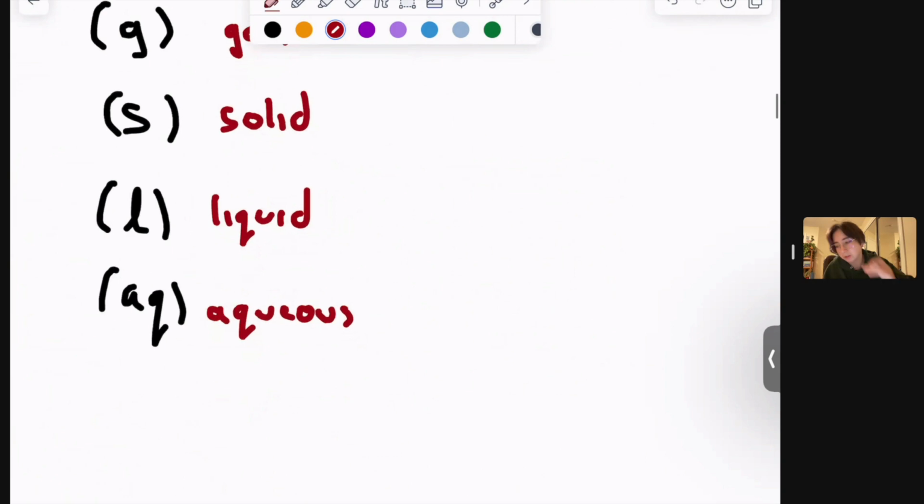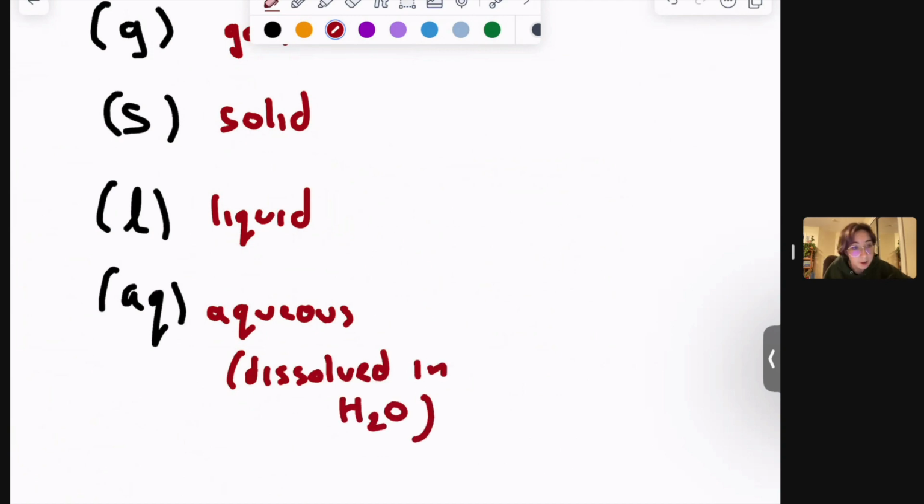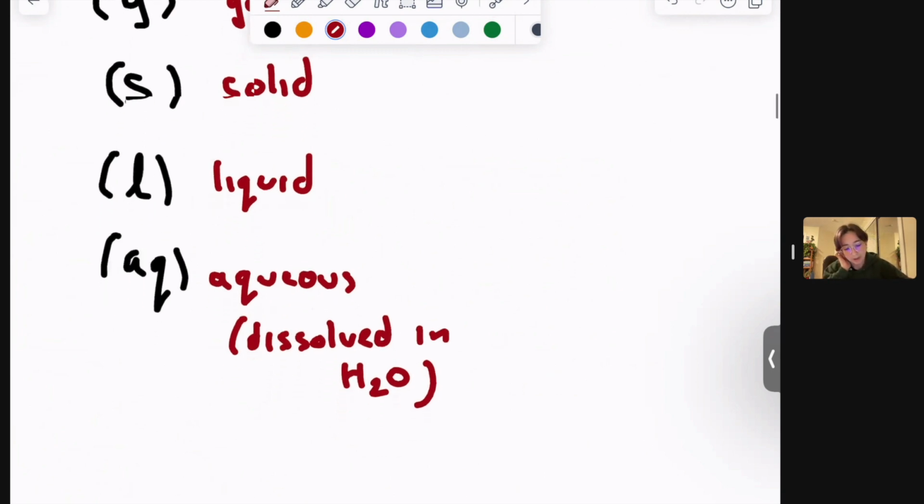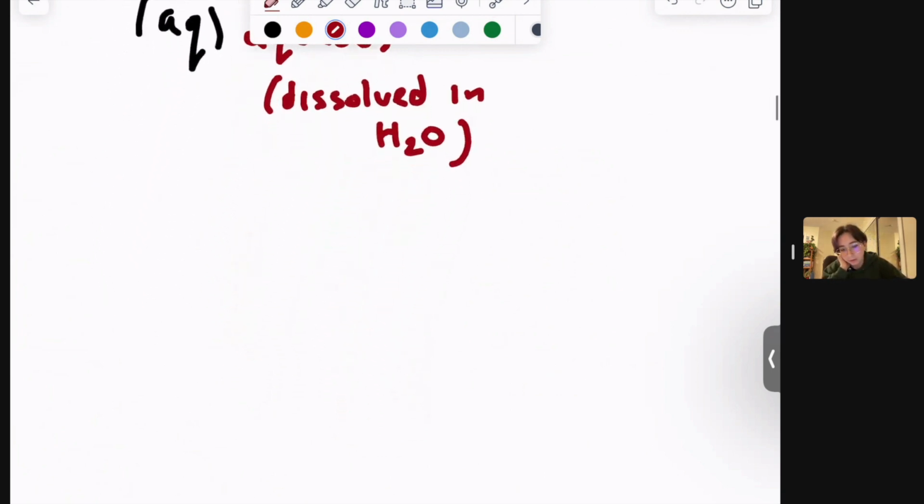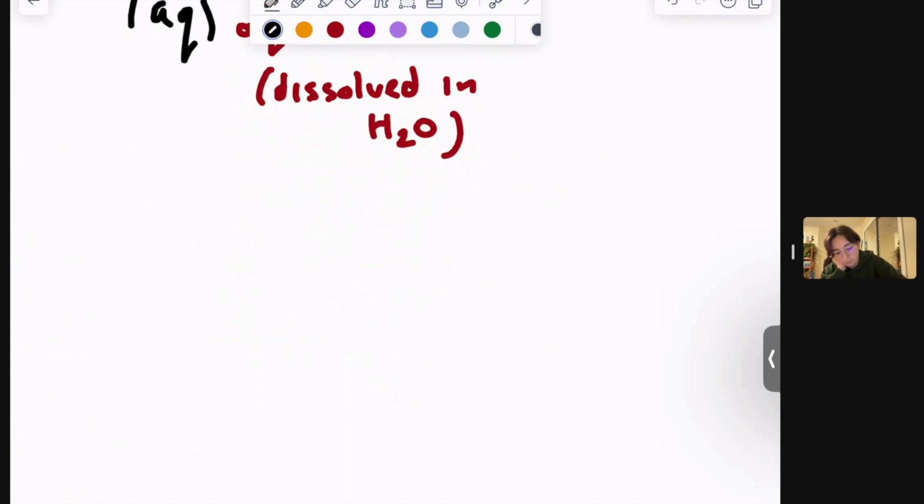Just so we're all super clear, if it says aqueous, like aqua, that just means dissolved in water. So if you see a bunch of things that are aqueous, you have a bunch of soluble salts that are surrounded with water. Think back to last unit, how we would draw that. What does it mean to be aqueous? What does it mean to be soluble? Upon occasion, you'll see RT. That just means room temperature.